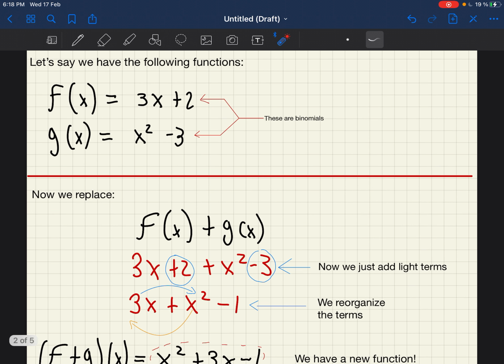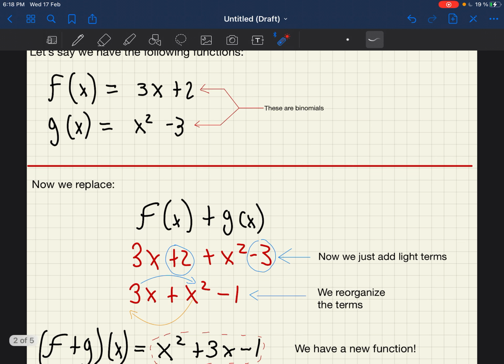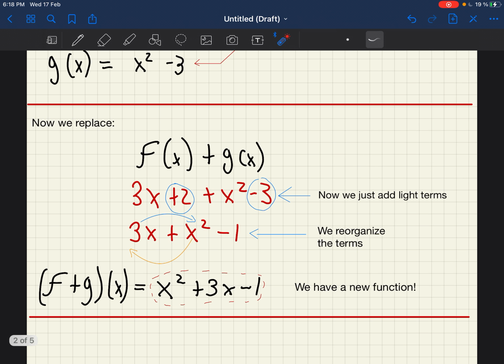Now we have to replace. Instead of f of x, we will have 3x plus 2. And instead of g of x, we will have x squared minus 3. And if we are adding, we will have an adding sign in the middle. So now we just have to add like terms. So we will have minus 3 and 2 to get a result of minus 1.